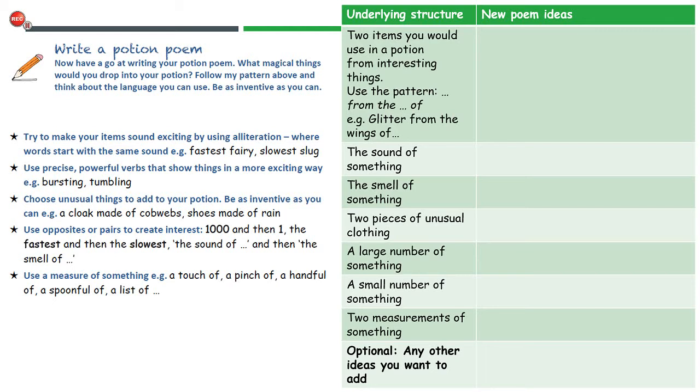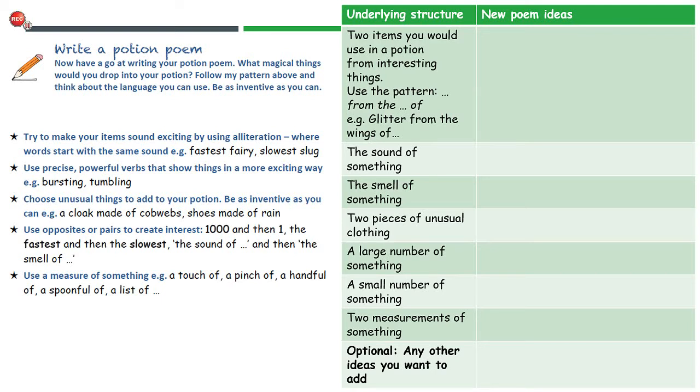You want to make it sound exciting by using alliteration. Use precise, powerful verbs that show things in a more exciting way. Choose unusual things to add to your potion. Be as inventive as you can. A cloak made of cobwebs, shoes made of rain. Use opposites or pairs to create interest. 1,000 and then 1. The fastest and then the slowest. The sound of and the smell of. Use a measure of something. A touch, a pinch, a handful of, a spoonful of, a list of.